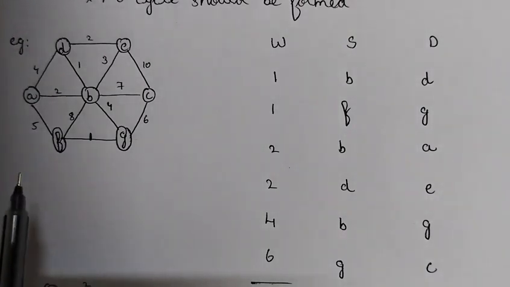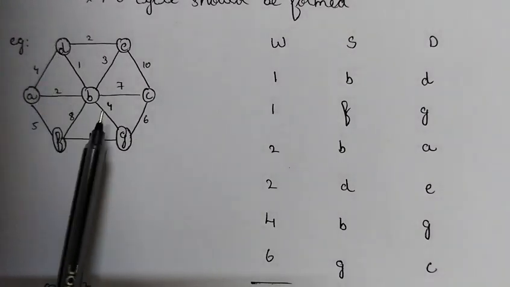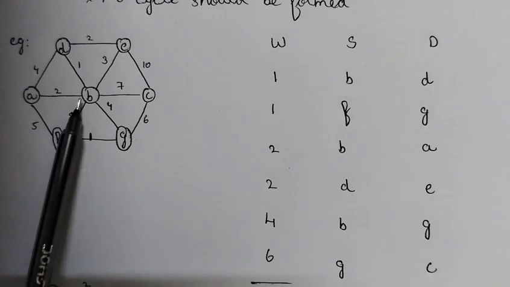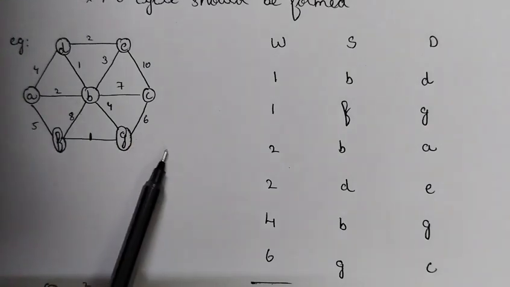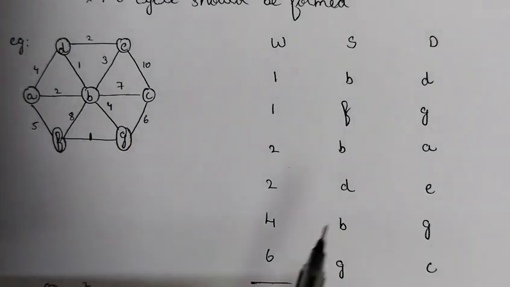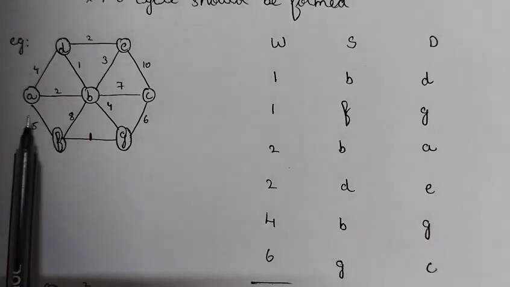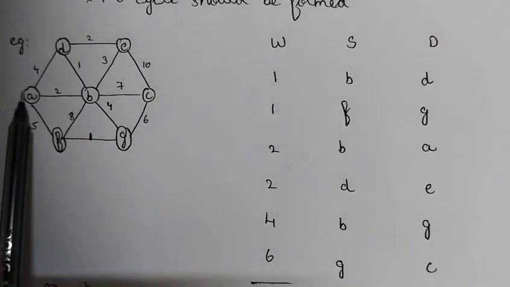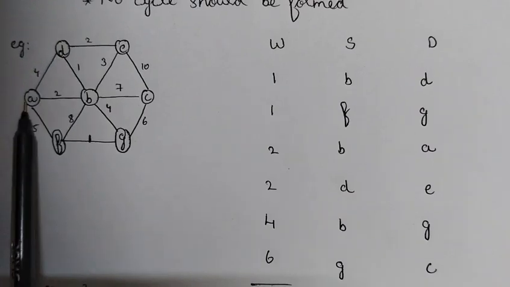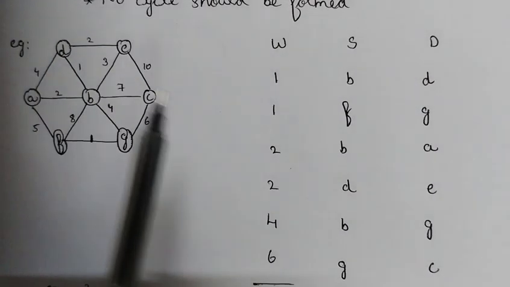Now next we have 4, A to D and B to G. Let's write B to G. We can write B to G as 4 and we are not writing A to D as it forms a cycle of D, A and then B.